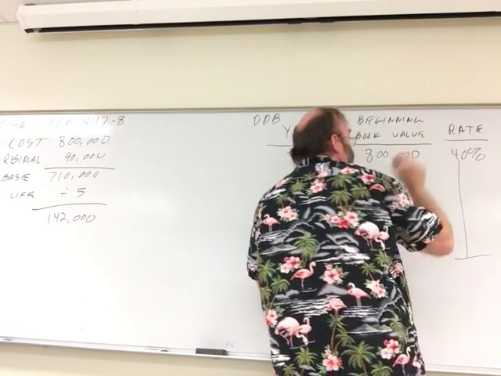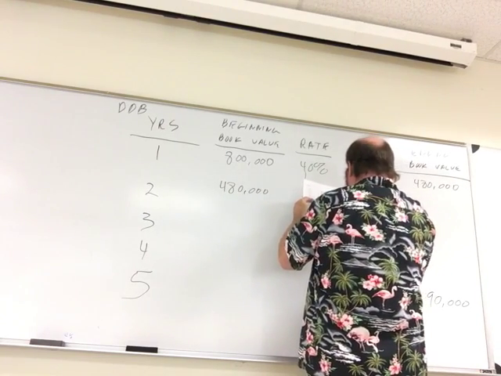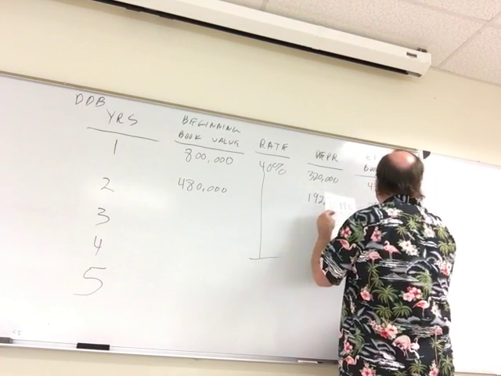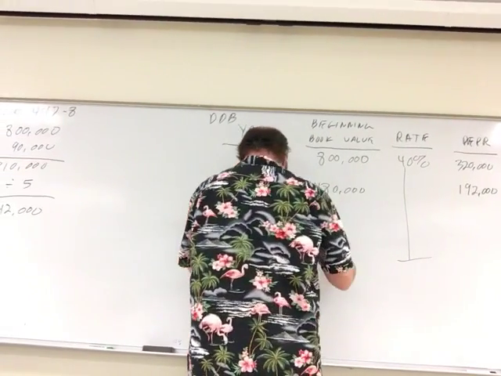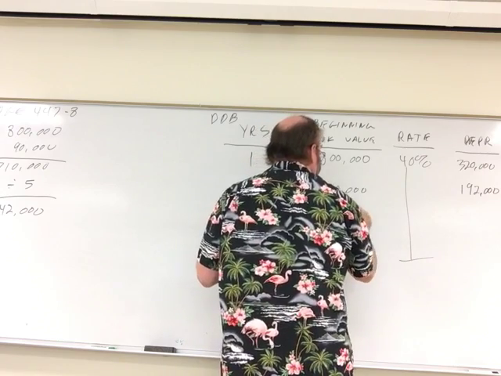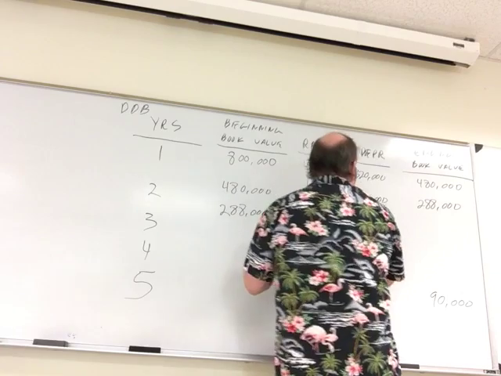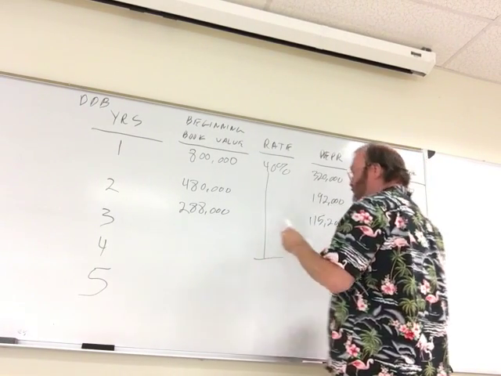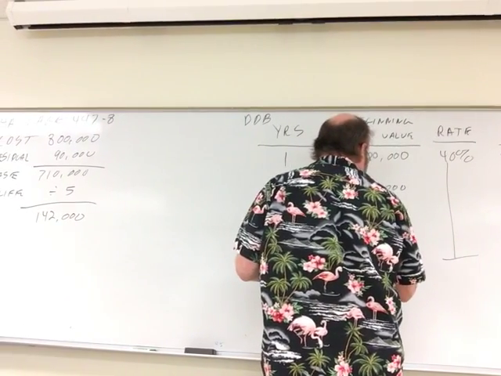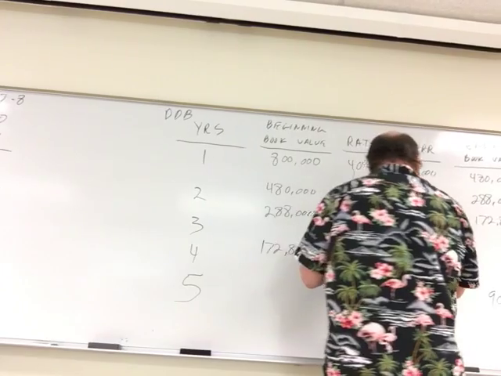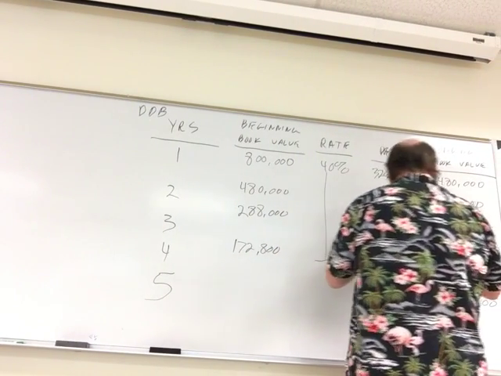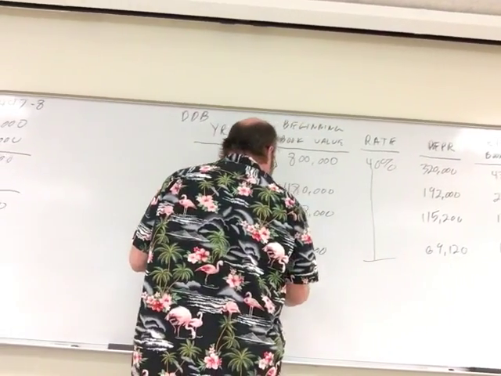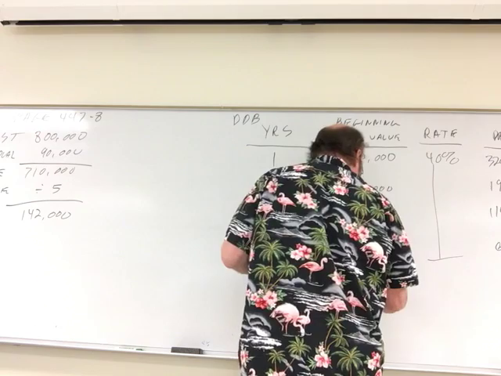480 multiplied by 40% is $192,000. Now you have $288,000 at the end of year 2 for book value. 288 times 40%, $115,200, $172,800. $172,800 times 40% is $69,120, leaving you with $103,680 in book value at the end of year 4.